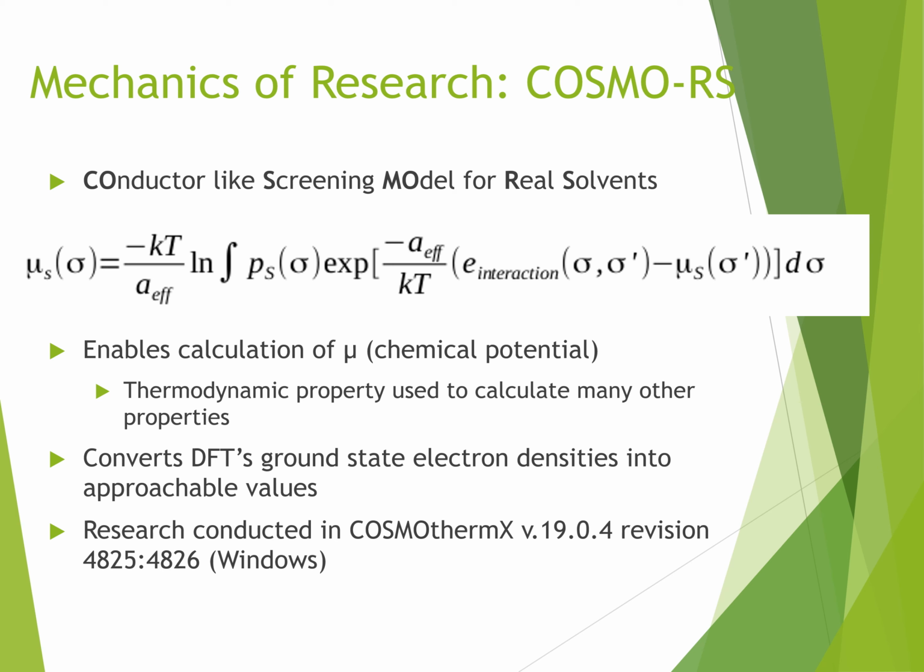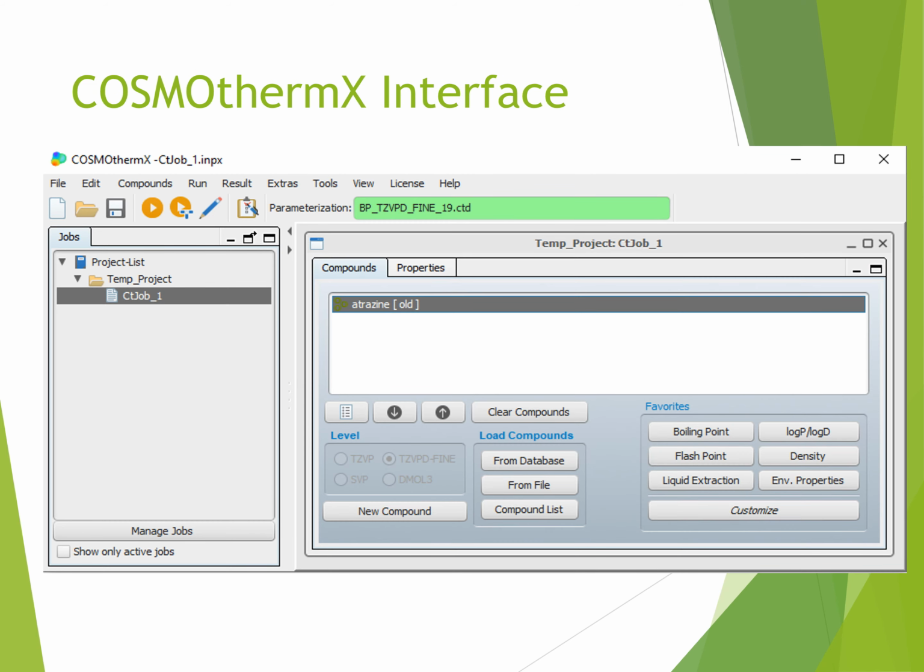The software suite converts density functional theory's ground state electron densities into approachable values, such as normal boiling point or partitioning coefficients. The research in this study was conducted in COSMOtherm X, version 19.0.4, in a Windows platform. COSMOtherm X is the software tool used to operationalize COSMO-RS mathematics. As you can see, the software tool supports batch loading of your molecules, choice of your basis set, and even calculation of your favorite chemical properties.